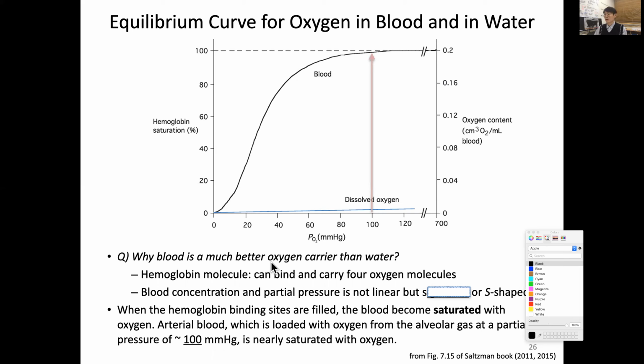So why is blood a way better oxygen carrier than water? Due to the hemoglobin molecule, one hemoglobin quaternary structure can bind and carry 4 molecules of oxygen. In water the relationship between concentration and partial pressure is almost linear, but with hemoglobin it's not linear, its shape is almost like an S shape. So it saturates earlier, and that we call a sigmoidal curve. When the hemoglobin binding sites are filled, the blood becomes quickly saturated with oxygen. So arterial blood, which is loaded with oxygen from alveolar gas at a partial pressure of 100 mmHg, is already nearly saturated with oxygen.